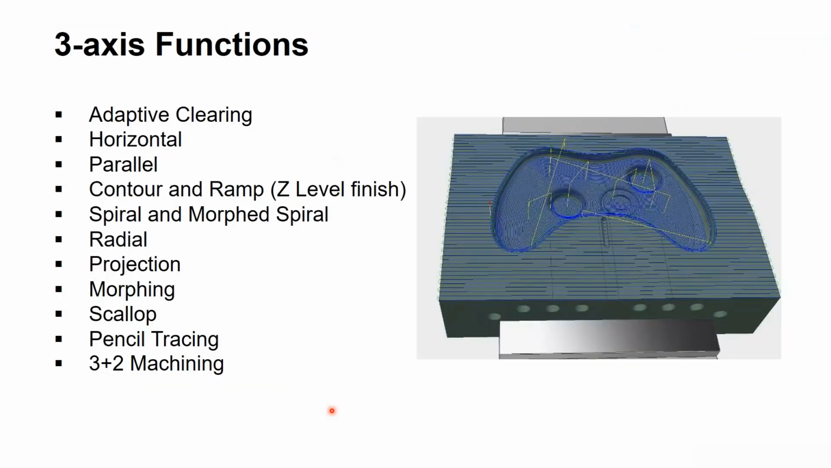If we look into the 3-axis functionality we have, yes, we have the adaptive clearing, of course. We also have horizontal and parallel strategies for shallow areas. We have contour and ramp strategies for steep areas. Also morphed spiral is good for steep areas. And we have some radial projection, morphing, scallop strategy, and pencil tracing for finishing. And the pencil tracing is for rest machining. All 3-axis toolpaths could be used for 3+2 machining as well. So it's not more difficult at all to machine 3+2 axis than 3 axis inside the HSM product.